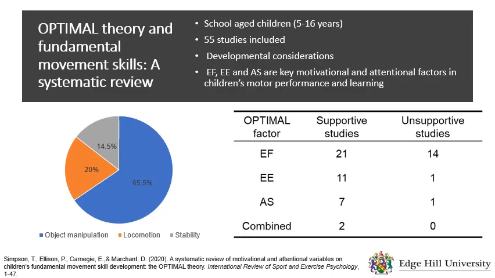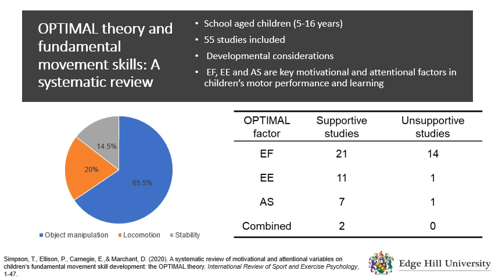So the overarching aim of my PhD was to see how we can use the optimal theory to enhance children's motor learning. To get an idea of the research out there, I did a systematic review looking at how each of the three variables, an external focus of attention, enhanced expectancies and autonomy support, or some combination of those three, impacted children's fundamental movement skills, that is object manipulation, locomotion and stability skills.